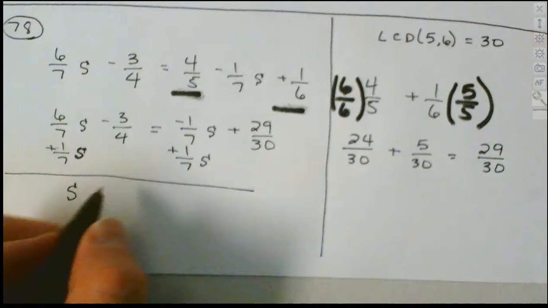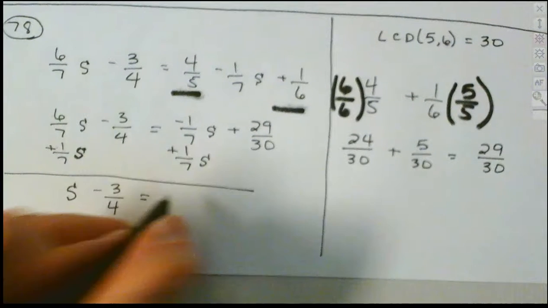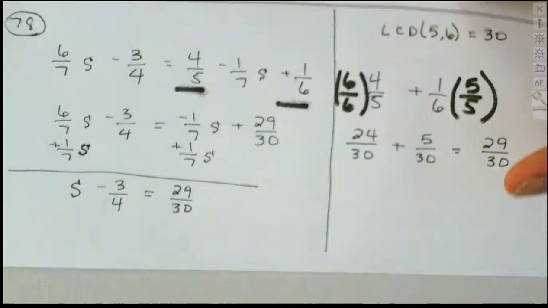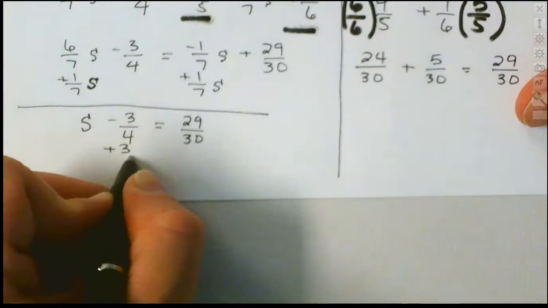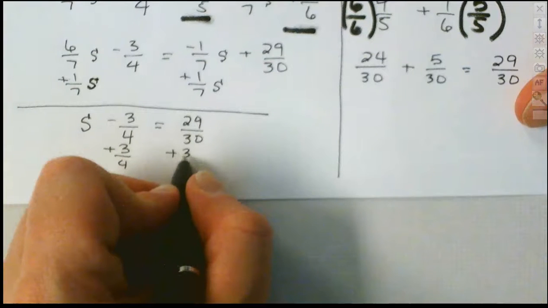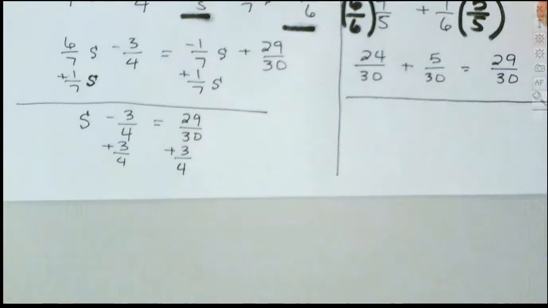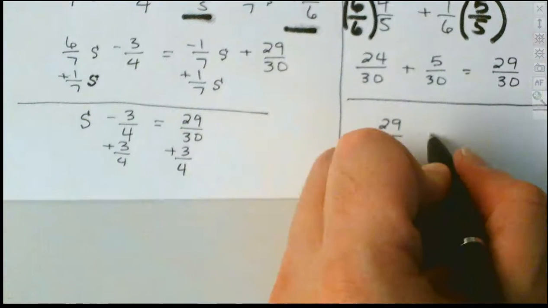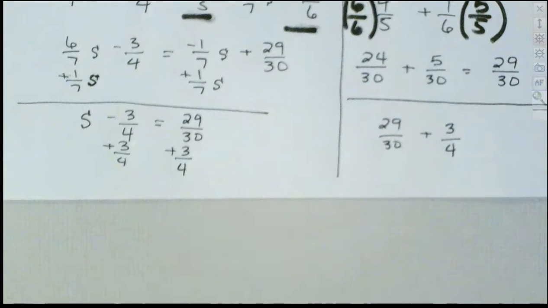So then we have s, and we have a minus 3/4, and that's going to equal 29/30. One more step, and that's going to make us add these fractions together. So we're going to have to add 3/4 to each side. And that gives us now 29/30 plus 3/4. So let's see what our common denominator would be.